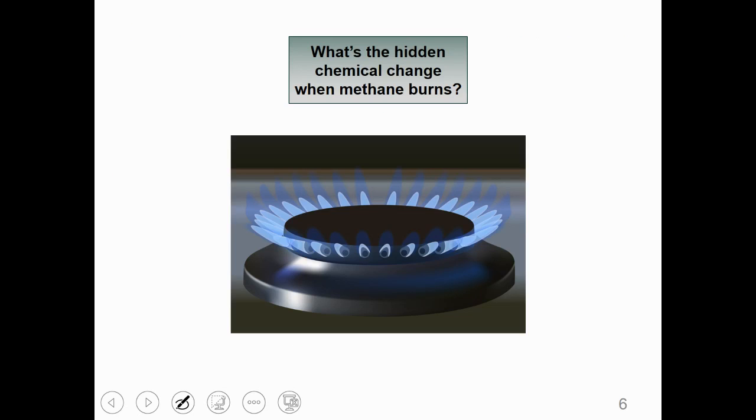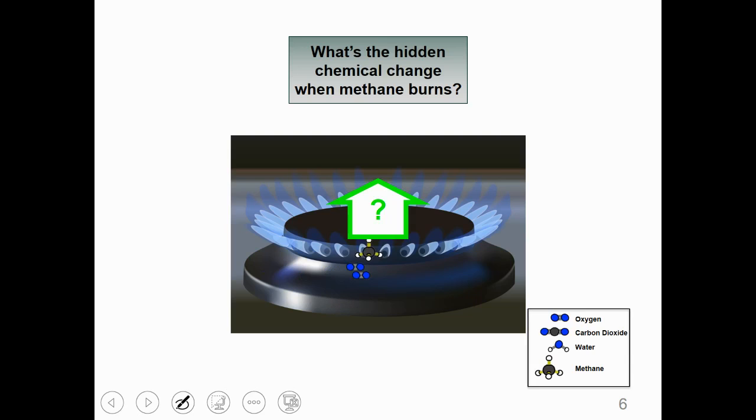What's the hidden chemical change when methane burns? How is this chemically changing? I think we have to understand that when we look at the next slide here. We can see then that the oxygen is combining with that methane and going into the flame, and then released from that is CO2 and water.